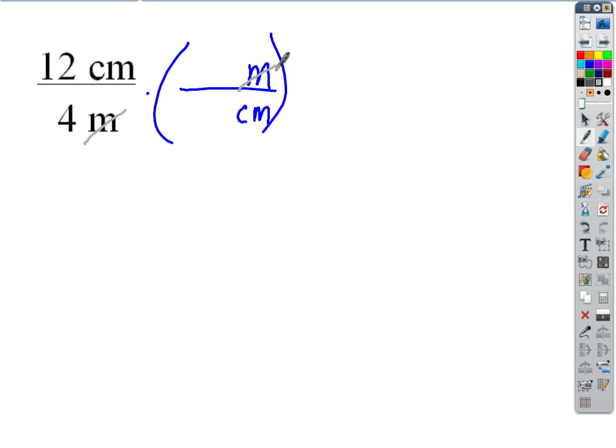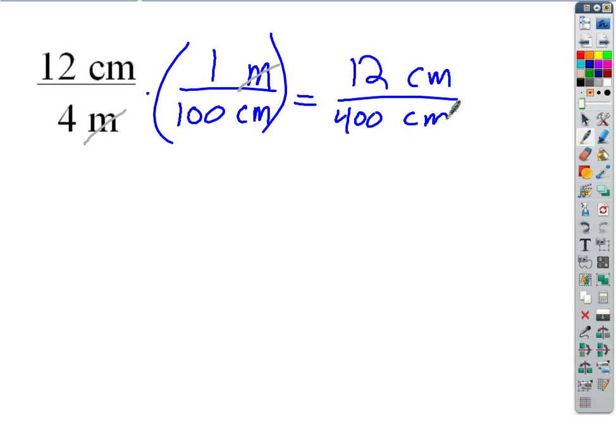Now, when we write a changer, we want to write 2 quantities that are the same. The fraction has to be the same on the top and the bottom. Well, the easiest quantity in meters and centimeters that we can write that's the same for both would be 1 meter, right? 1 meter is how many centimeters? 100. Okay, good. So then the meters cancel, and if I multiply straight across, I get 12 times 1 is 12 centimeters over 4 times 100 is 400 centimeters. And now the centimeters cancel, right?